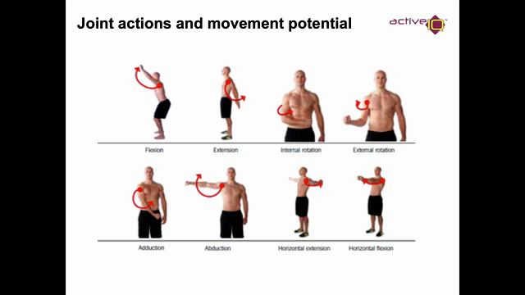So, as you can see on the picture, arms out at the side is taking away from that centre point of the body, bringing them back in is adduction and making them smaller.